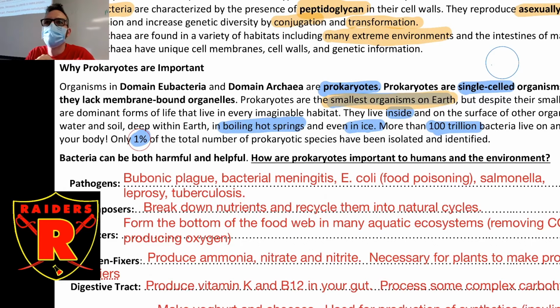Yes? How long can you go without vitamin K and B12? Good question. You can be deficient in those, and there are symptoms of being deficient. I don't know, though. I don't know how long. That's a good question. I have to look into that. I don't know off the top of my head.